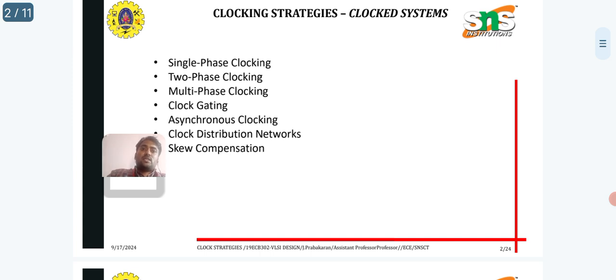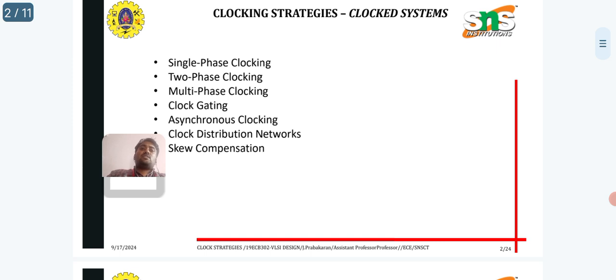And the next one is multi-phase clocking. Multi-phase clocking extends the two-phase strategy by using multiple clock signals that are out of phase with each other. This is commonly used in pipeline architecture where different stages of the pipeline operate on different clock phases.